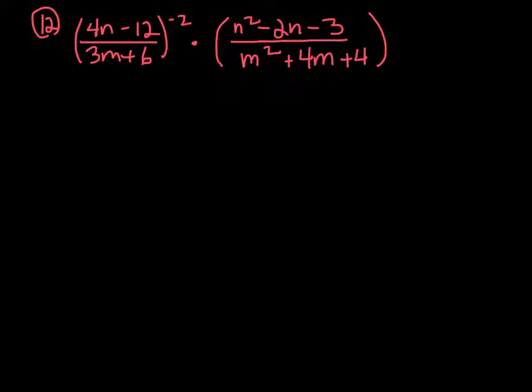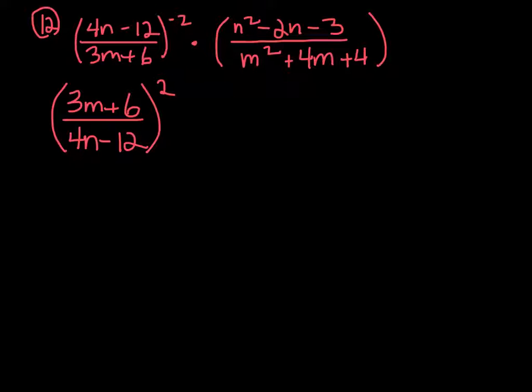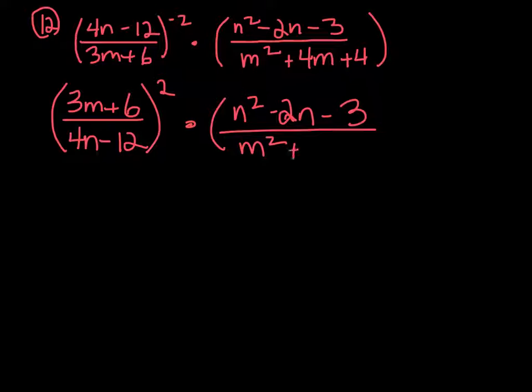We have a negative exponent. What you have to remember about negative exponents is we can make them positive if we take the fraction and take its reciprocal, or in simpler terms, we just flip it. That makes the negative 2 power a positive 2 power. Then we just rewrite the second fraction for right now: 2n minus 3 over m squared plus 4m plus 4. So now we've gotten rid of the negative exponent.